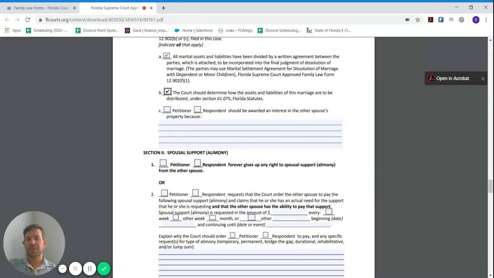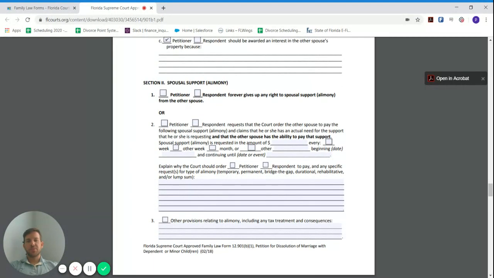Additionally, it gives you the option of making what's called an unequal distribution claim, saying that, hey, I'm the petitioner. My husband wasted a whole bunch of our funds on gambling, on booze, on other women. I should be entitled to a portion of his property because, and then you're going to go ahead and explain in there why you think that you legally have a chance.